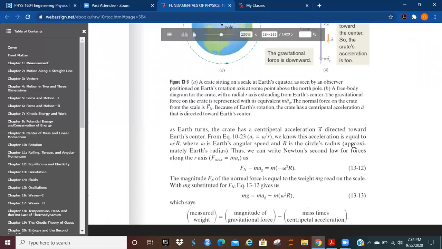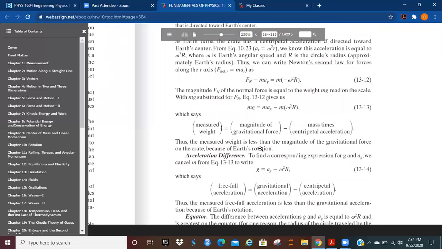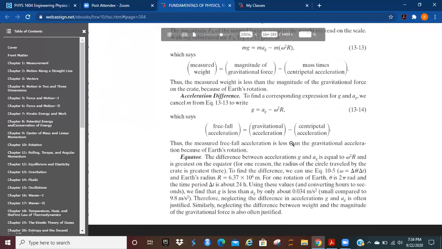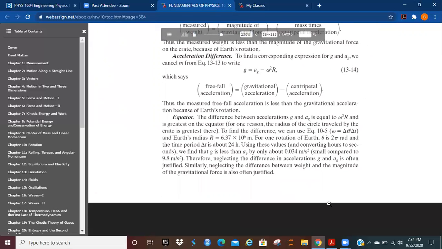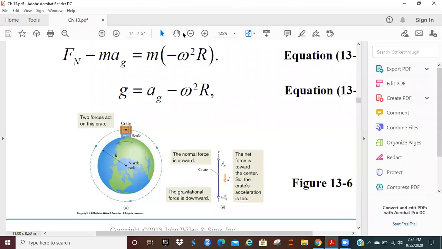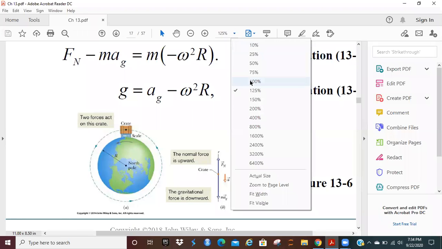We know this acceleration is equal to omega squared r, where we've got the angular speed and the circle's radius. We write all of that, and this is what we come up with. So the measured weight is equal to the gravitational force minus mass times the centripetal acceleration. So the free fall acceleration is equal to the gravitational acceleration minus the centripetal acceleration. So it's a fact you probably didn't know when you got up this morning, and now you do.